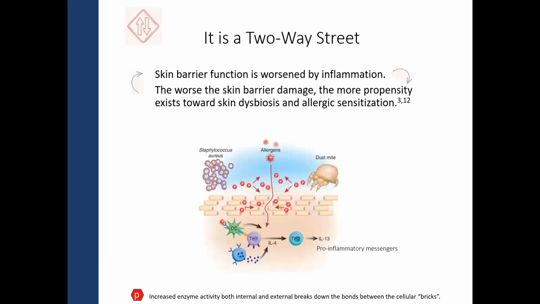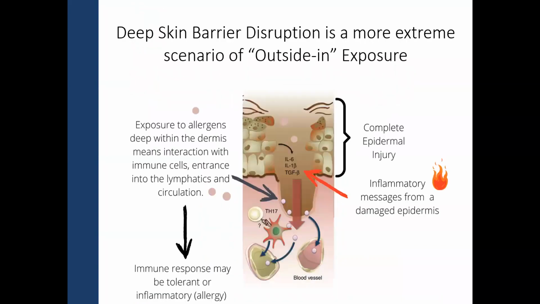Skin barrier function is worsened by inflammation. The worse the skin barrier damage, the more propensity exists towards skin dysbiosis and allergic sensitization. Deep skin barrier disruption is a more extreme scenario of outside-in exposure. Exposure to allergens deep within the dermis means interaction with immune cells and entrance into the lymphatics and circulation. Immune response may be tolerant or inflammatory, an allergy.